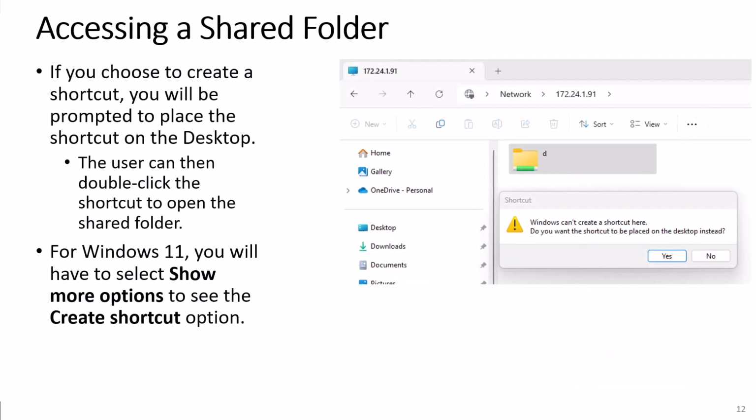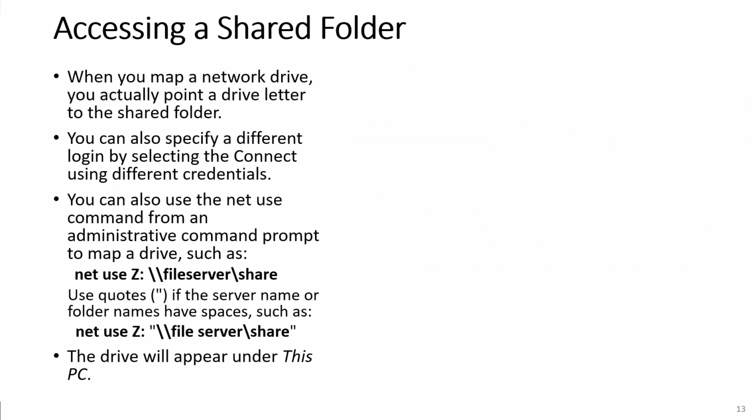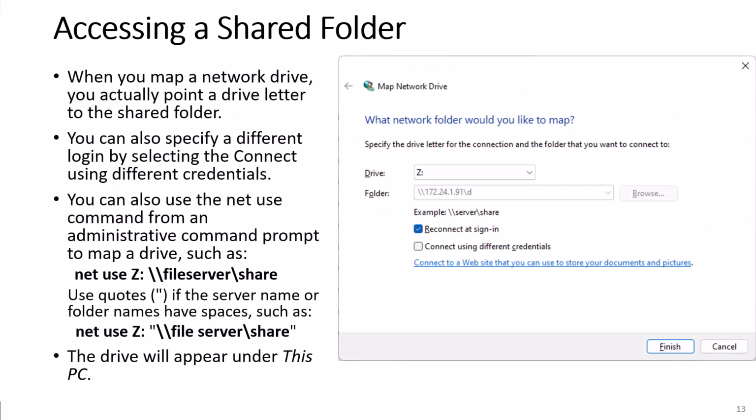If you choose to create a shortcut, you'll be prompted to place the shortcut on the desktop. The user can then double-click the shortcut to open the shared folder. For Windows 11, you'll have to select Show More Options to see the Create Shortcut option. When you map a network drive, you can actually point a drive letter to the shared folder. You can also specify a different login by selecting Connect using different credentials.